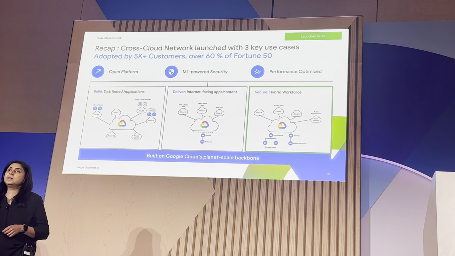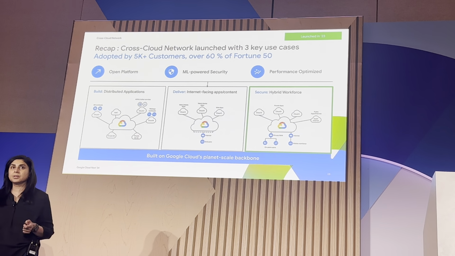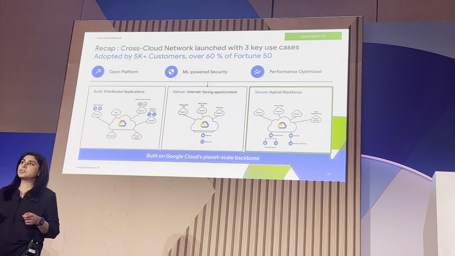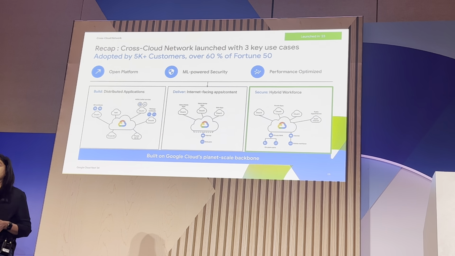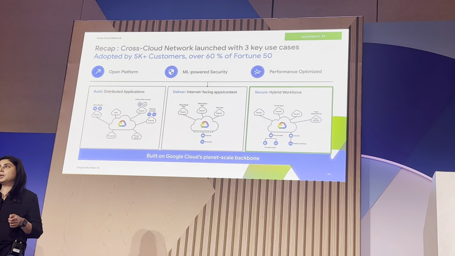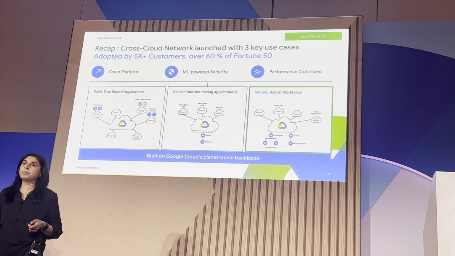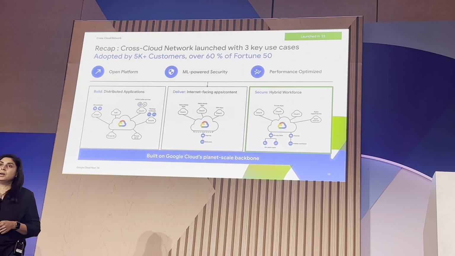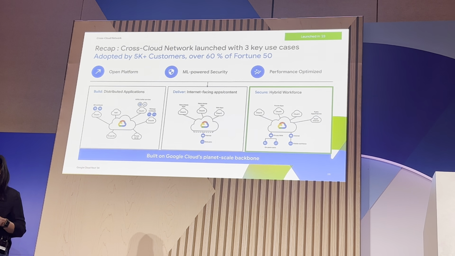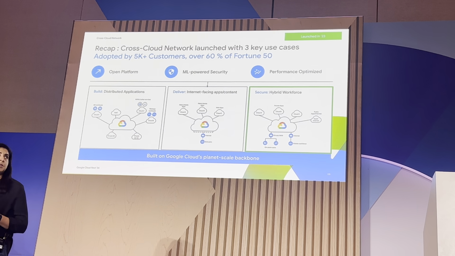It enables you to build a distributed application stack anywhere in any cloud using our Google first-party services. You can provide the most optimal experience to your end users when you deliver these distributed applications over our global front end. And finally, you can ensure a secure access to the private applications for all your hybrid workforce, whether your users are connecting into your network remotely or from a branch or a campus location. We already have 5,000 customers on Cross-Cloud Network, and 60% of them are amongst our Fortune 50. So we'll focus on the hybrid workforce use case in this session.